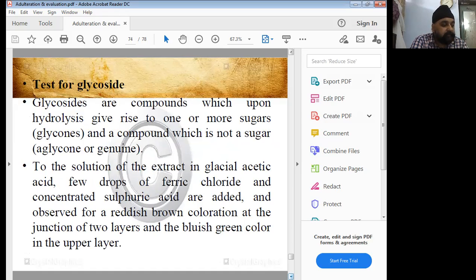Then glycosides. These are basically compounds which on hydrolysis give one or more sugars, and the sugar moiety is called glycone and the non-sugar moiety is called aglycone. So it's basically a combination of the sugar glycone moiety with the aglycone moiety. Various tests can be carried out for glycosides like Bornträger's test, Keller-Kiliani test, and Liebermann-Burchard test is also there.